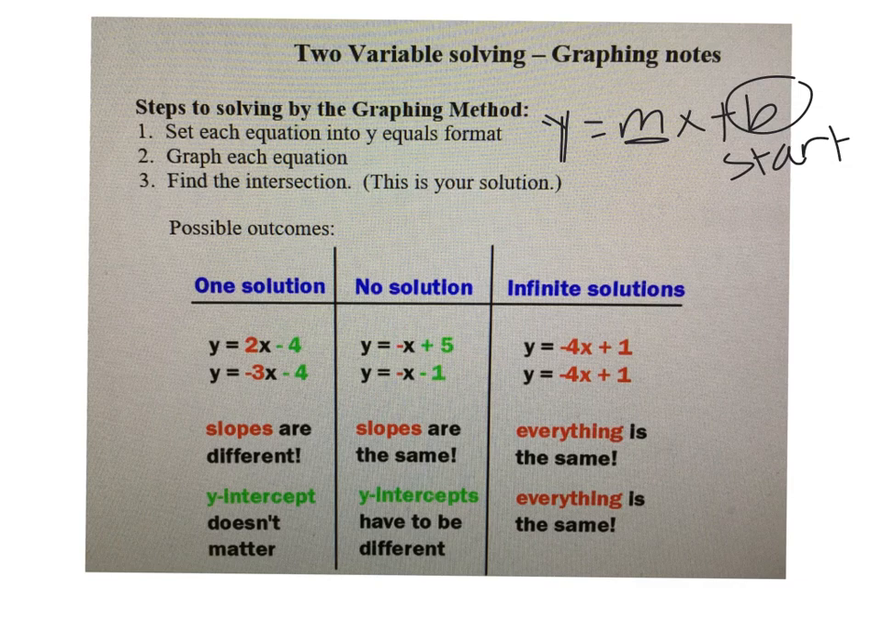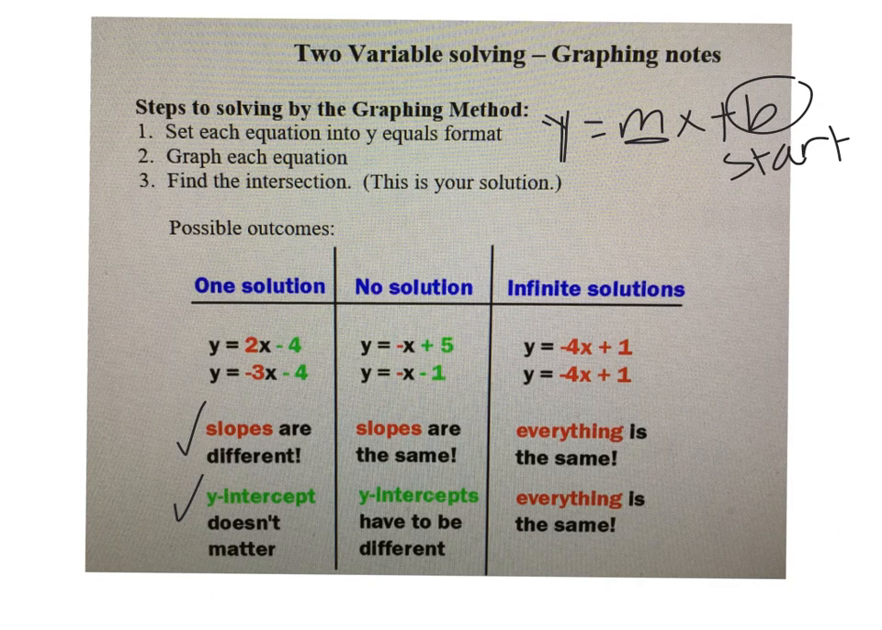Now, there are some different outcomes that could possibly happen. We could just have one solution, which is normal, okay? Two equations are going to cross only at one point, okay? Notice the slopes are different, and the y-intercept doesn't matter. It can be the same or not, okay?